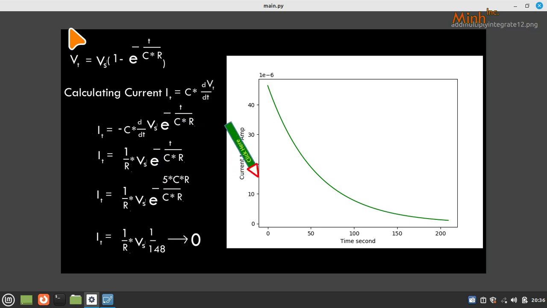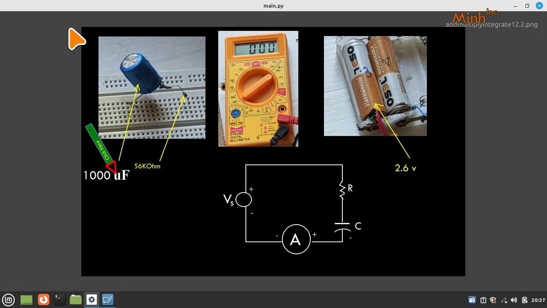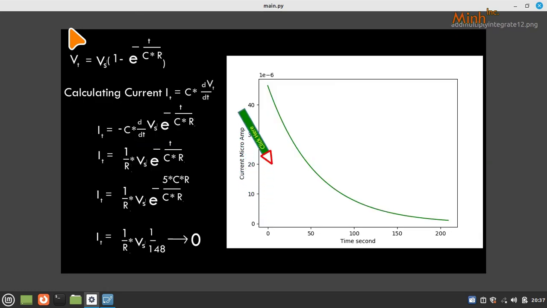This graph is drawn based on what we see: a 1000 microfarad capacitor we have taken, and a 2.6 volt battery. If this is the scenario, and we add the ammeter like this, then this would be the graph. It starts from 0, and around 210 it reaches a stagnant value. So we can say that 210 is the time when it becomes 0. That time is nothing but 5 into the time constant.